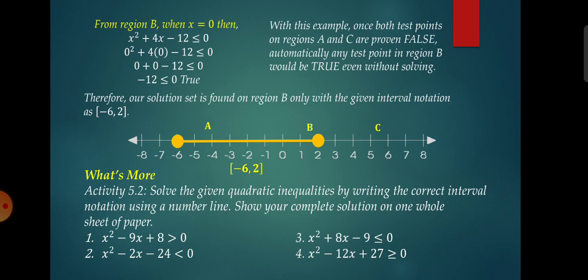So for the activity 5.2, solve the given quadratic inequalities by writing the correct interval notation using a number line. Show your complete solution on one whole sheet of paper. I guess you will only answer number 2 and 4. Only numbers 2 and 4. Okay.